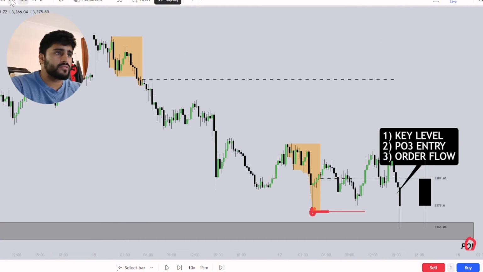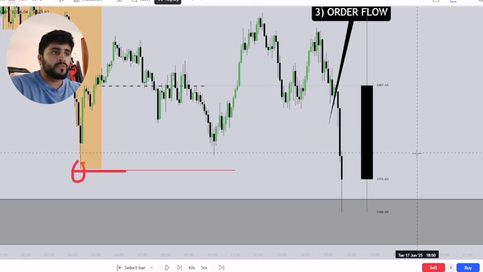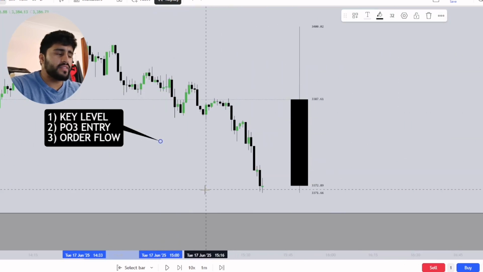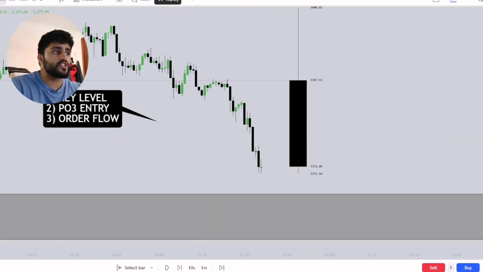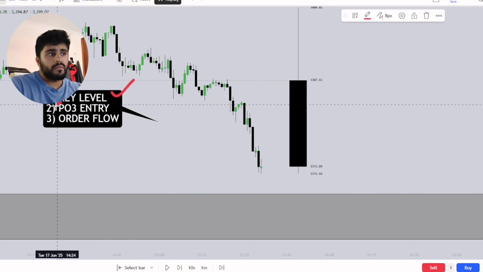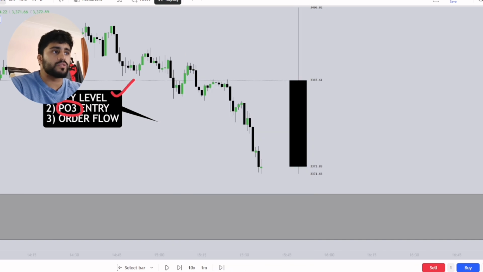Right, so now if we go down to the 5 minute time frame, or sorry, the 1 minute time frame, we're going to be understanding what's going on, right? So everything comes down to the three checklist, or the three pillars you see over here. Key level. Now we're going to be understanding a power of 3 entry. So power of 3 again is the same for all time frames.